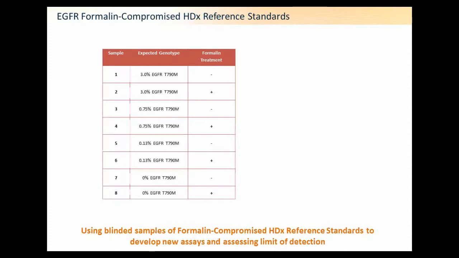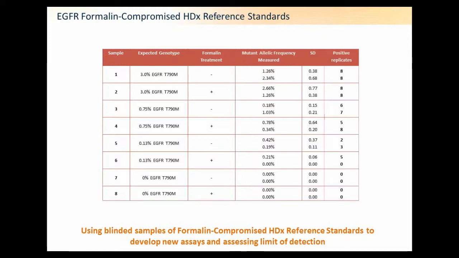What we've done with one of our very established customers is that we have provided them samples of EGFR T790M reference standards with a range of allelic frequencies from 3% down to 0.1%, as well as the control wild-type EGFR. And again, matched pairs of formalin non-compromised and compromised DNA reference standards. And what was very nice is that we provided the samples blinded for a customer who was interested in developing an EGFR assay, a specific assay for EGFR T790M.